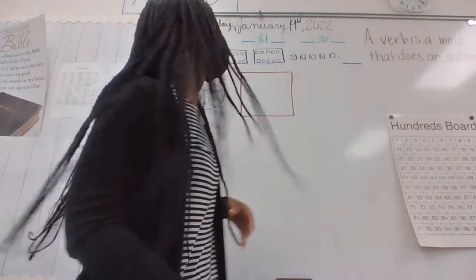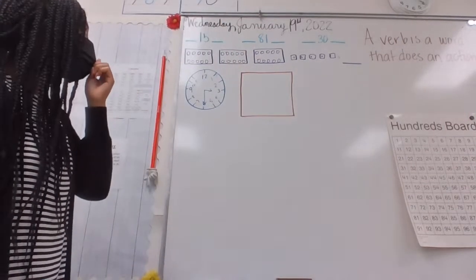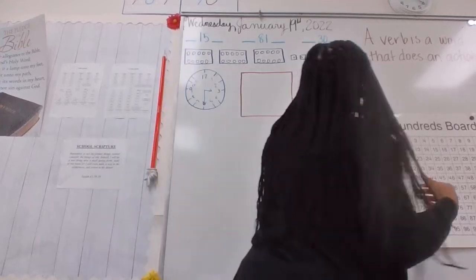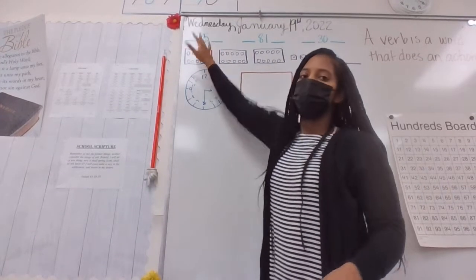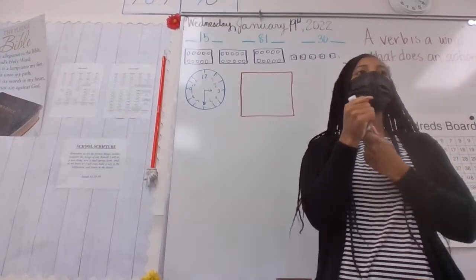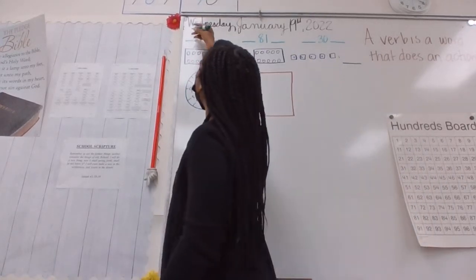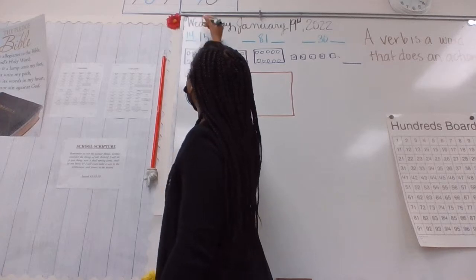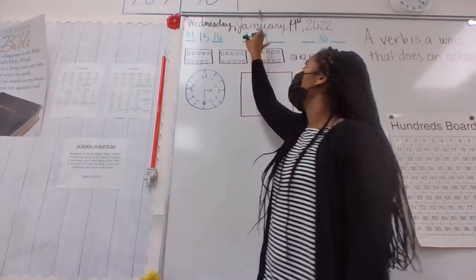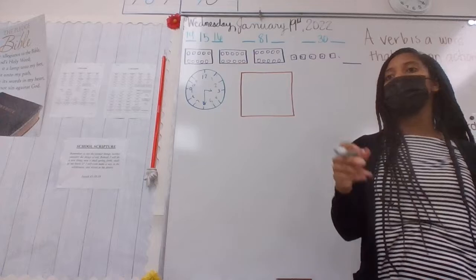Alright, so we have a couple of things we'll go over today in math that we're going to learn. Alright, let's talk about before and after numbers. So I have 15. What number comes right before 15, Kinley? 14. And what will come right after 15? 16. Good.